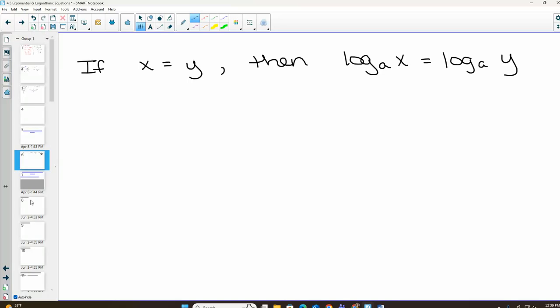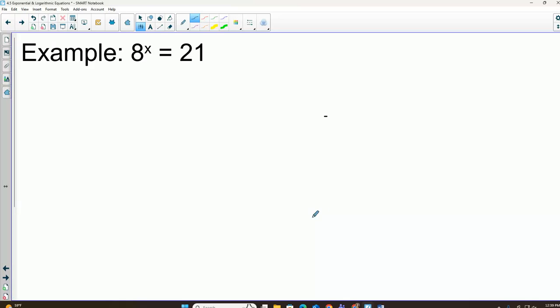So for example, if I asked you to solve 8 to the x power equals 21. So yesterday we would have tried to get a common base on this, and that's still the best option. But is there a common base? No. 8 is 2 to the third power, but I can't do 2 to a power and get 21.